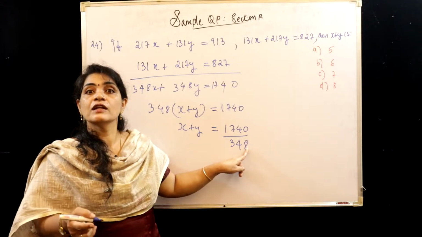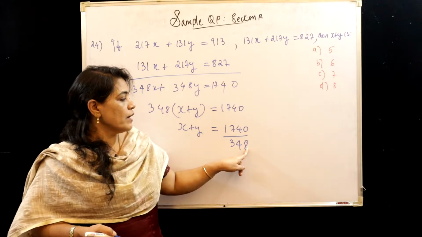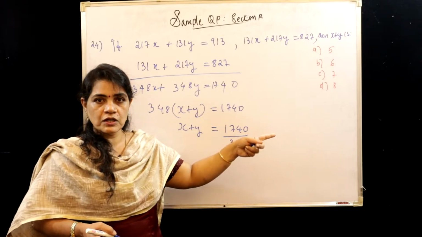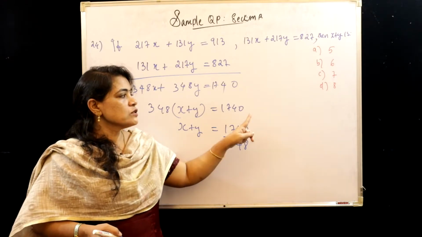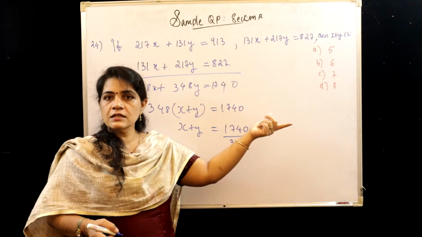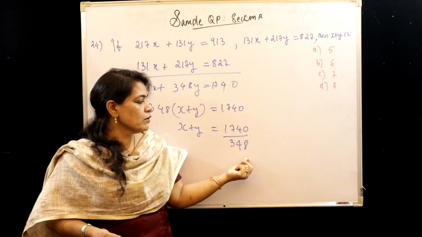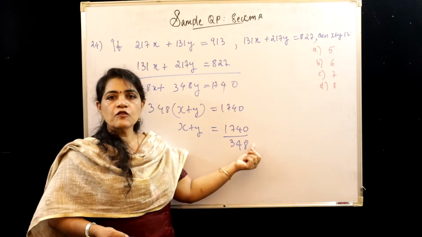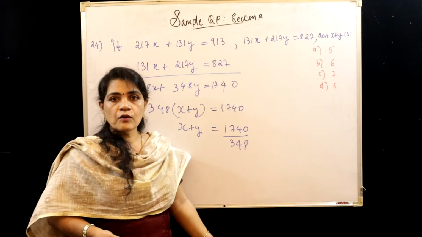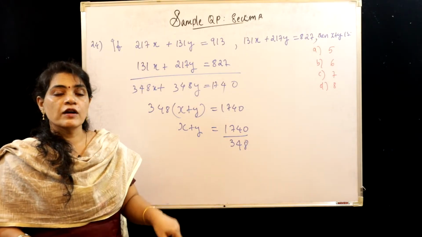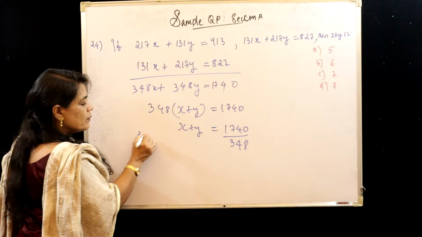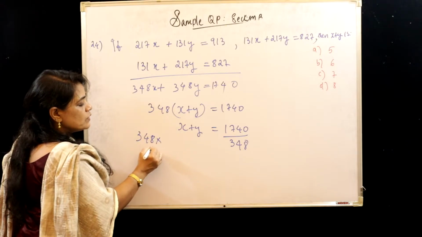Okay, 8 fives are 40. If you take 8 into 6, 8 sixes are 48, so 6 cannot be the correct option. 8 sevens are 56 and 8 eights are 64. So the correct option is 5. If you have any doubt, you can multiply 448 with 5.